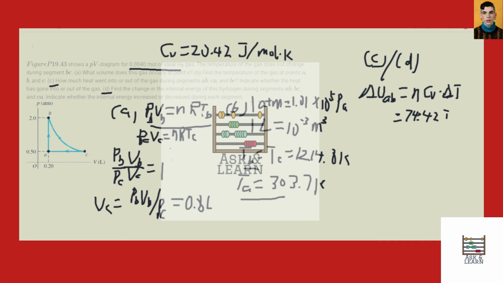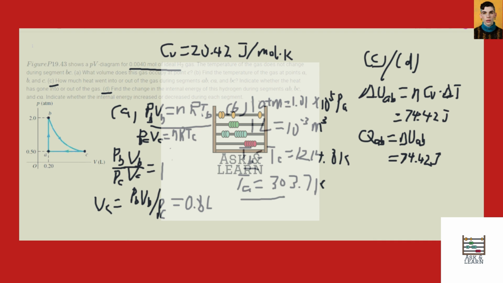which I found is 74.42 joules. In process AB, the volume does not change, which means the work is 0. In that case, Q, the heat flowing into the system, equals delta U_AB, which equals 74.42 joules. So in process AB, the heat flowing into the system is 74.42 joules, and the change in internal energy is also 74.42 joules.